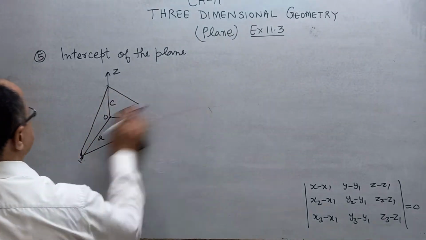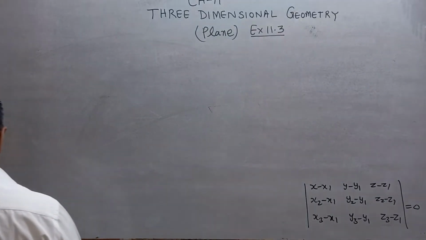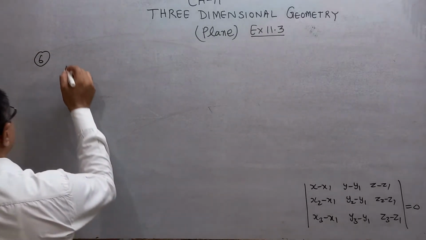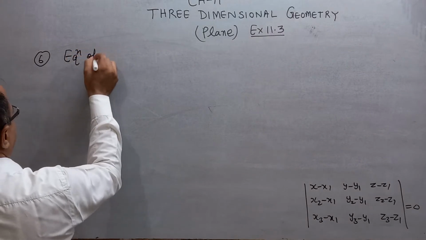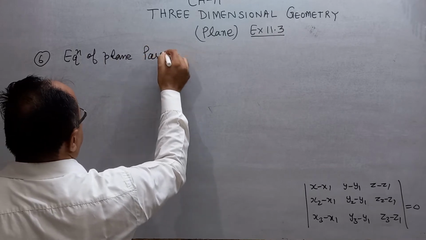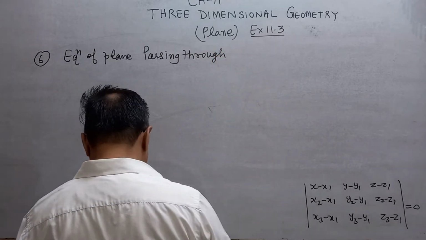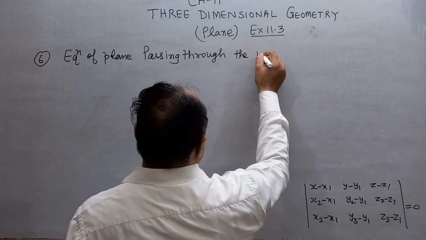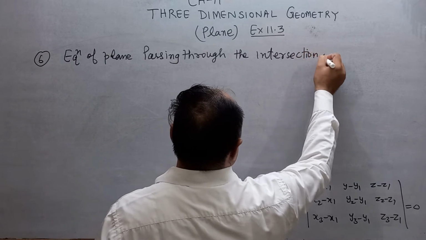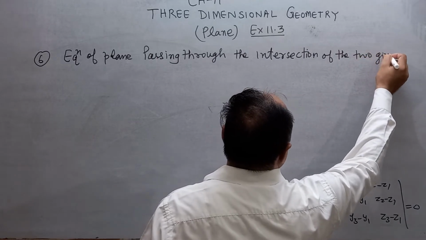The next property, number 6. Equation of plane passing through the intersection of the two given planes.